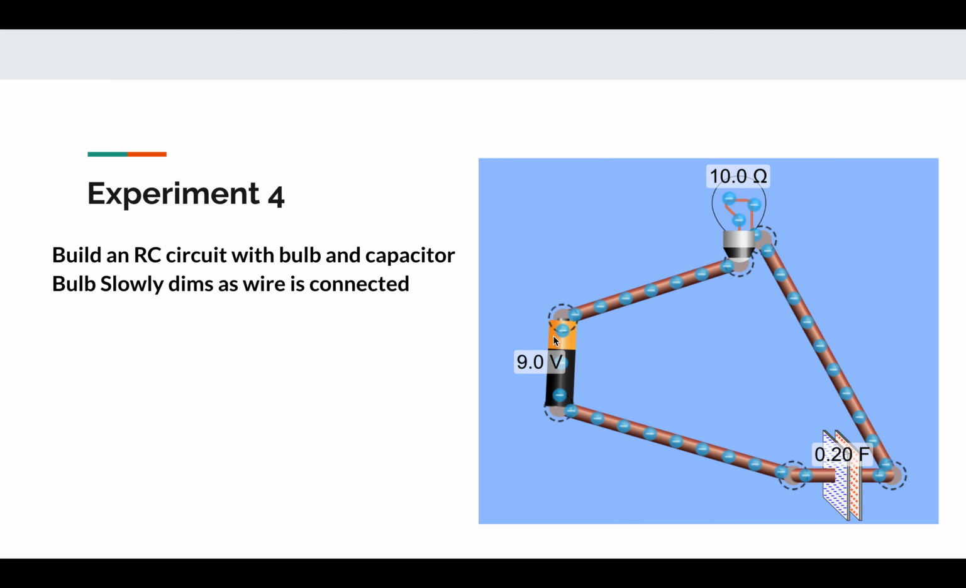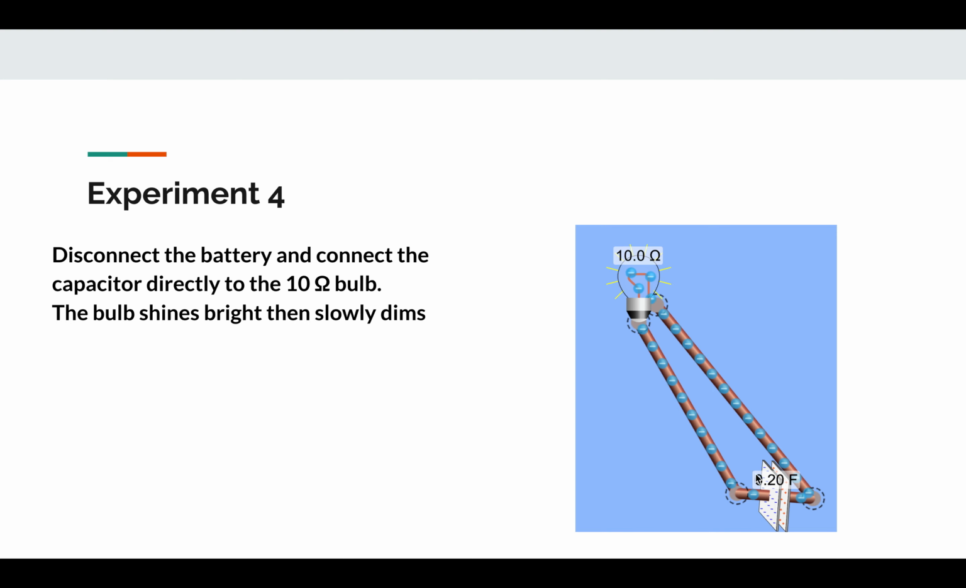For experiment 4, we made an RC circuit. The light bulb slowly dims as the wire is connected, since the capacitor slowly charges. Then we use a charged capacitor to light the light bulb, and it goes very bright and then slowly dims again.